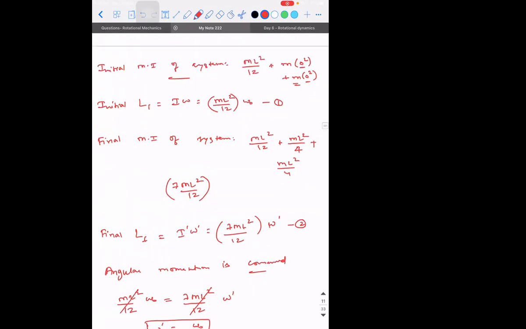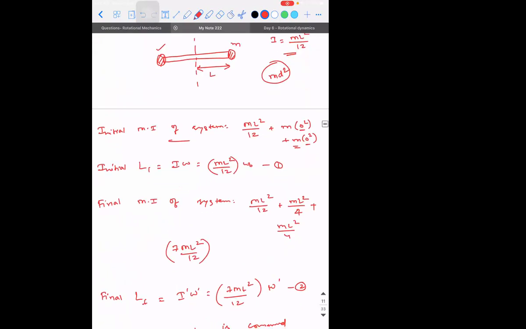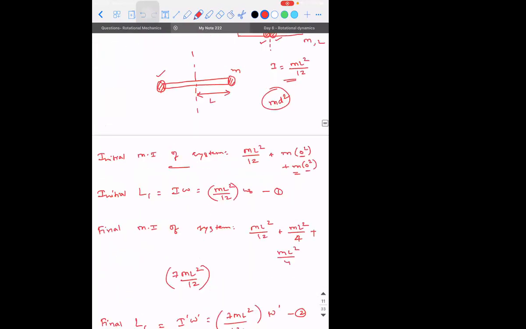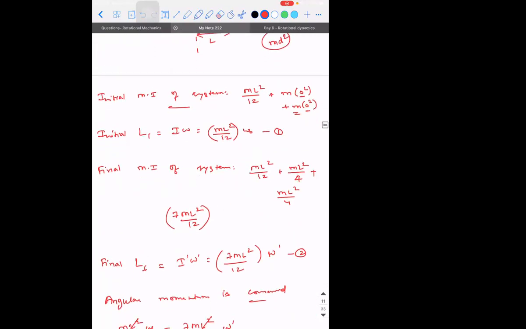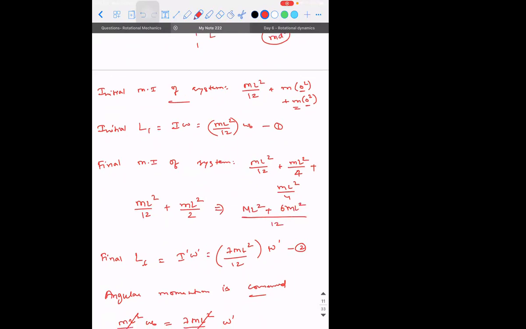I'm extremely sorry, guys. I made a mistake. What is the mistake I made? You will not find this option. The mass of rod and beads are different. Yes. So ml square by 12 plus ml square by 2. So that will be how much? Capital ML square plus 6 small ml square, the whole divided by 12.